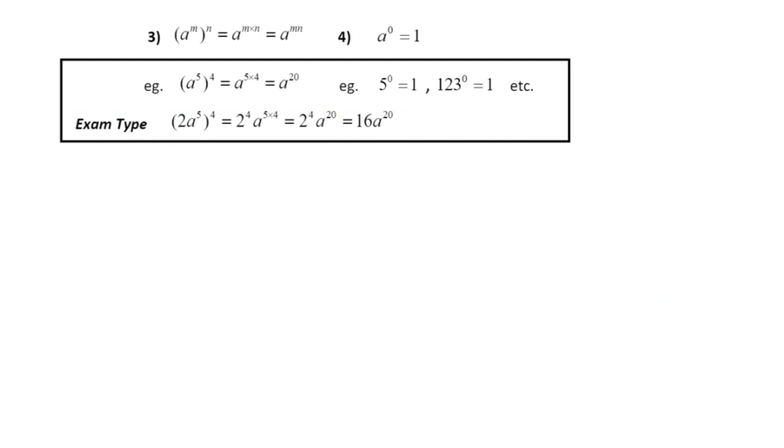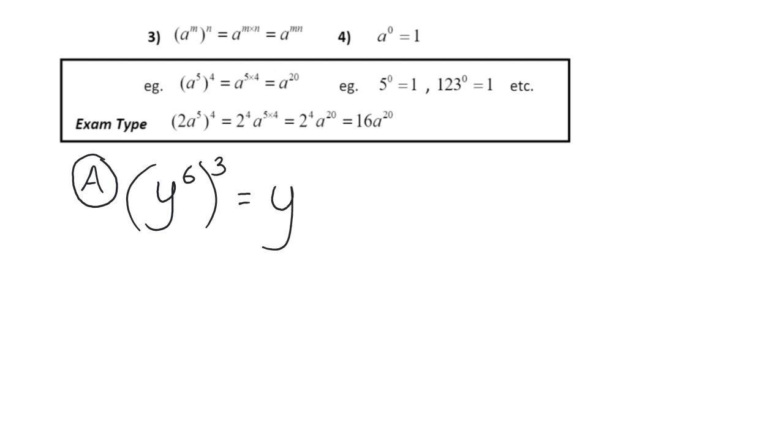So focusing on rule number 3, if I was just to give you a couple of quick examples. Example A, if it was a straightforward y to the power of 6 in brackets all to the power of 3, then we have y to 6 times 3, or you would be able to jump straight to y to the power of 18. That's the kind of basement level example.